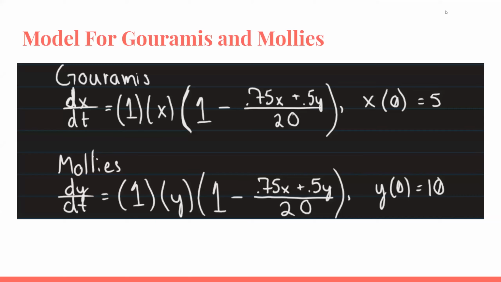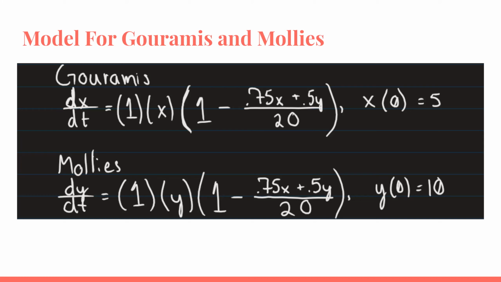So the model for gouramis and mollies, the first equation that we see is for gouramis and the second one is for mollies. We'll just look at the first equation. So in the first equation, it's dx/dt equals 1 times x, all times 1 minus (0.75x plus 0.5y) all over 20, and x initial is 5. So we'll break this down.